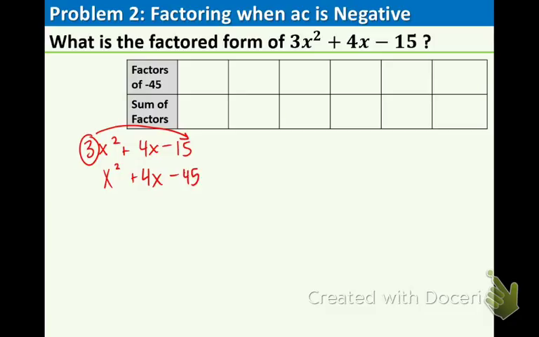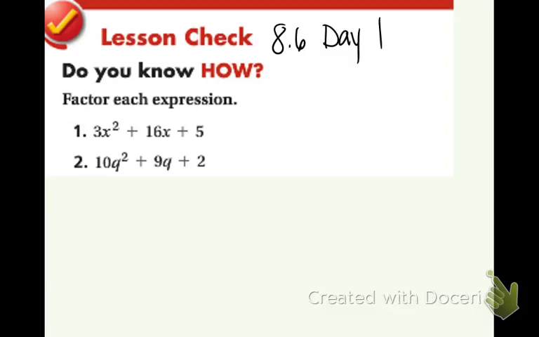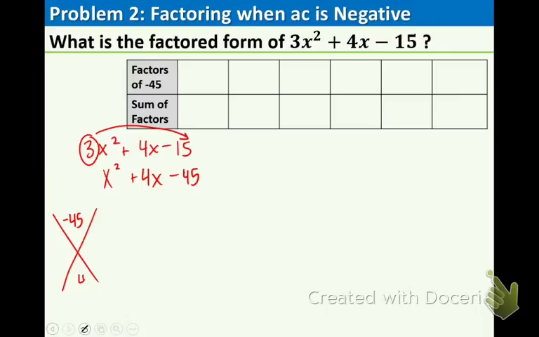So now we're ready for the x method. Take the negative 45, put it up top, and take the 4, put it on bottom. Lovely. We need to figure out two numbers that multiply to get negative 45, but add to get 4. So let's talk about negative 45.